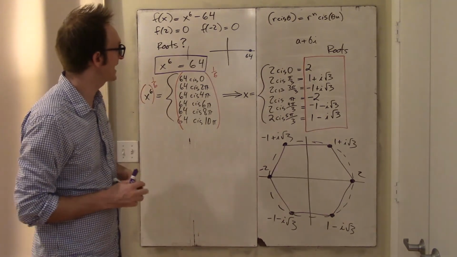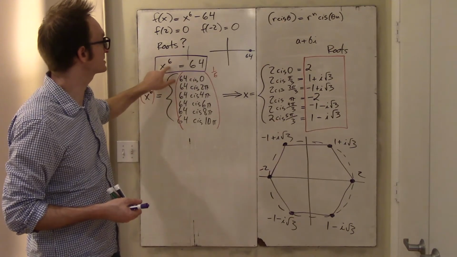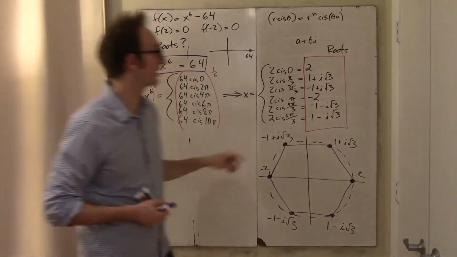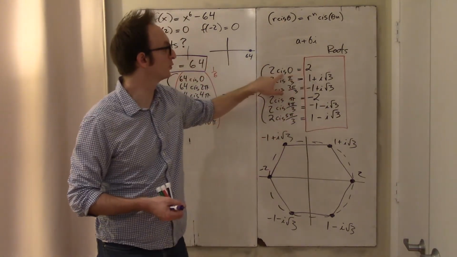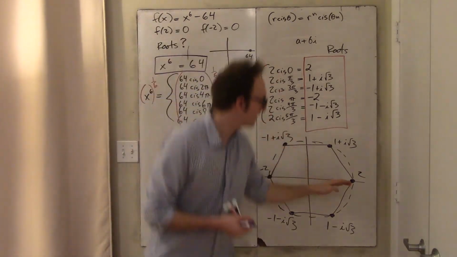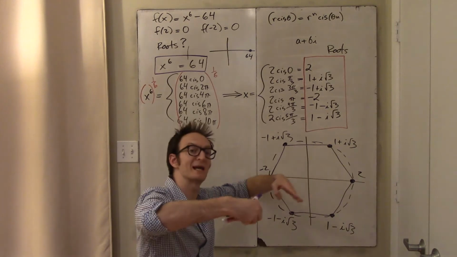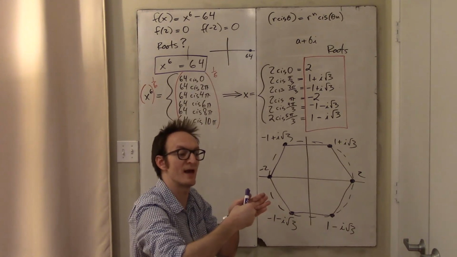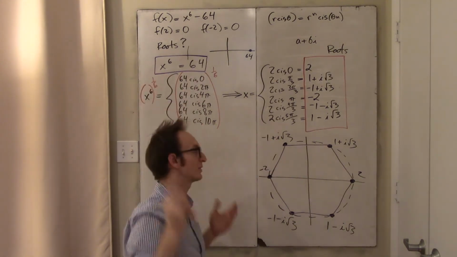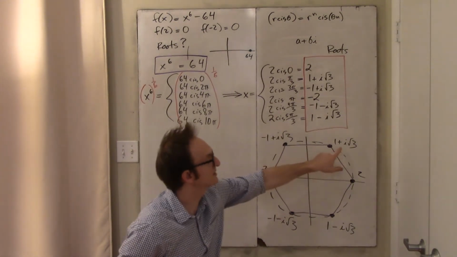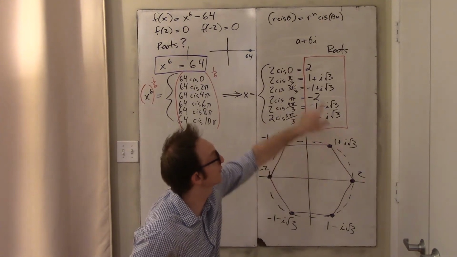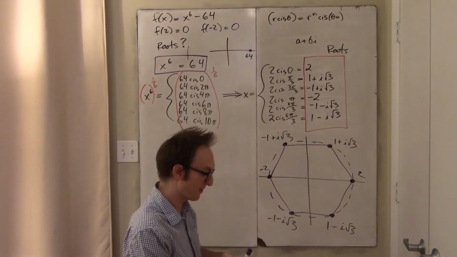take each of these numbers and just do it 6 times and see that you get 64. Well, this first answer, 2 cis 0, that just says if you're at 2 and you don't rotate at all, you just dilate 6 times. So 2 and then times 2, times 2, times 2, times 2. Okay, that one was kind of lame. How about consider this one? 1 plus i root 3. Well, that really should be thought of as 2 cis pi over 3.